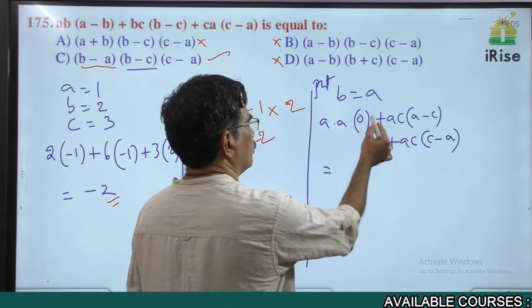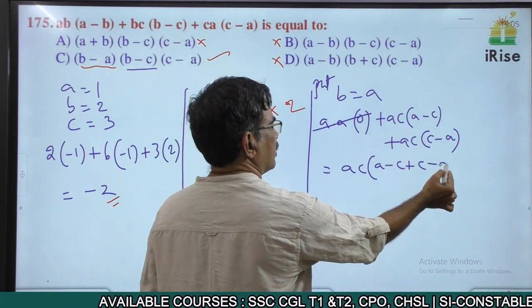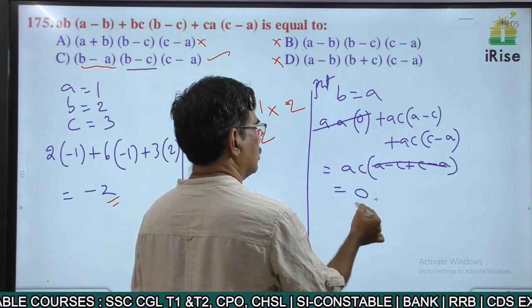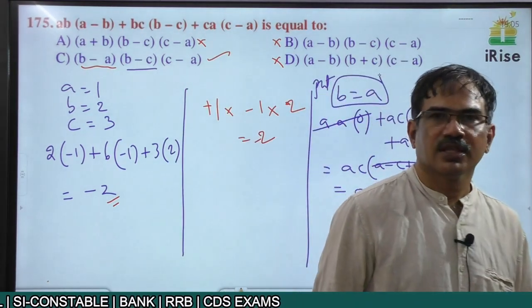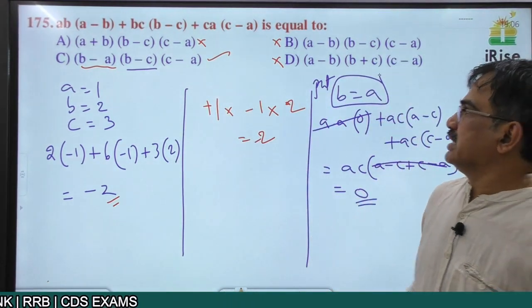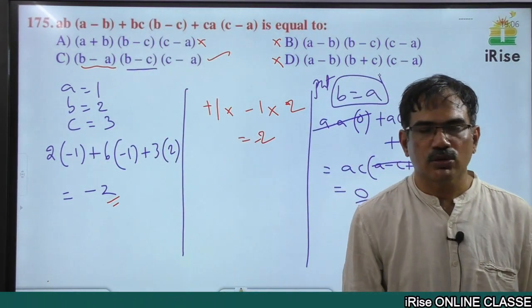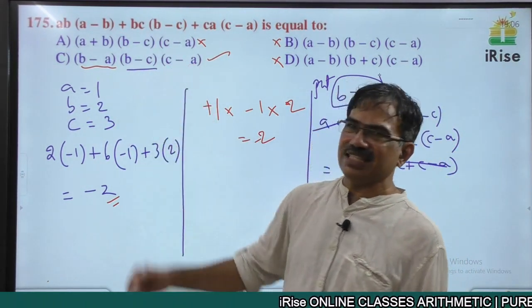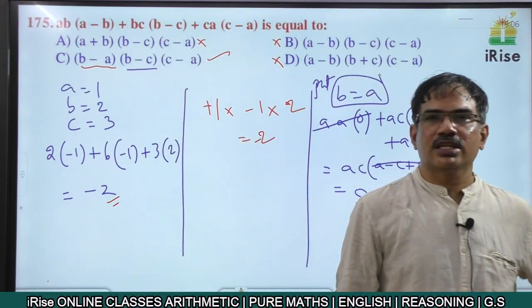So this is equal to, this is already 0, this is ac common, a minus c plus c minus a, this is cancelled, so answer is 0. That means b equal to a is a factor. Similarly, if you put b is equal to c, it is satisfied. So b equal to c is a factor. If we put c is equal to a, then it is also satisfied. So c equal to a is a factor.